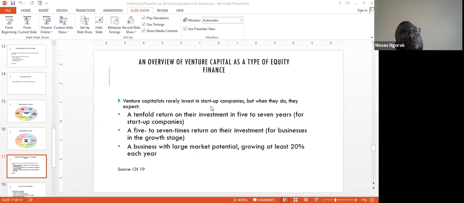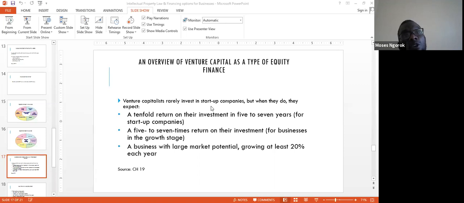They need you to have been operating and to show that you're actually growing, and you need this money for expansion. Usually they will give you this money for expansion or developing new products that will allow you to grow and scale. You understand? So they're really interested in that stage of growth.